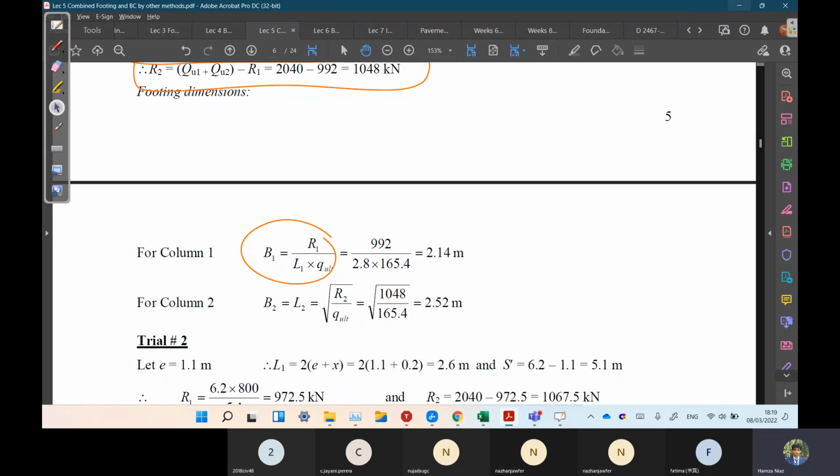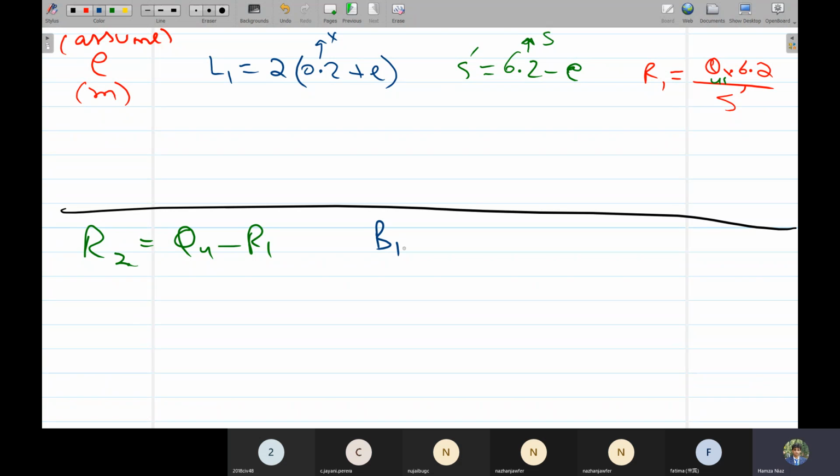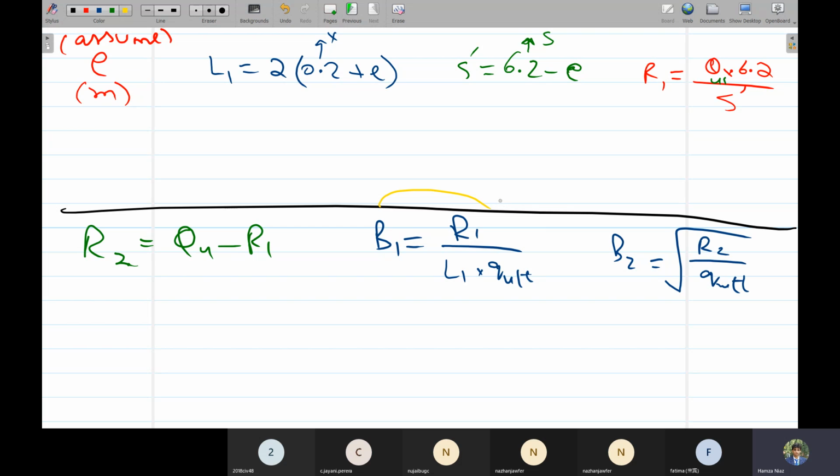So B1 is equal to R1 over L1 into Q ultimate, for the first column. And B2 is equal to under root R2 over Q ultimate. Why a different expression for this? Because this is not a square foundation. This is a rectangular one, and this is square. For square, as B is equal to L, we can simply take the under root of this. For the rectangular one, the L value is different and B is different.